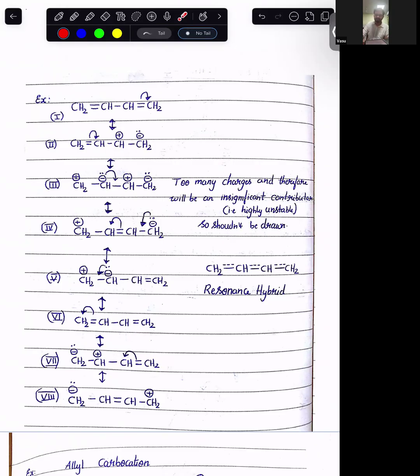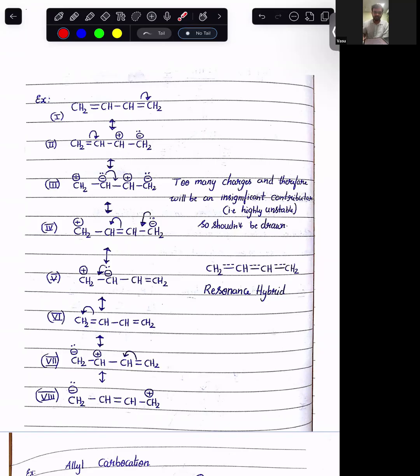In general, there is a question that is usually asked: the number of resonating structures of a molecule. Whenever they ask that, they're asking for the more contributing or more stable structures. Because you can draw many resonating structures, they just have to be valid. If they are valid, you can draw them, but they won't be contributing to the resonance hybrid. So whenever such a question arises, you always go for the more stable or more contributing resonating structures.